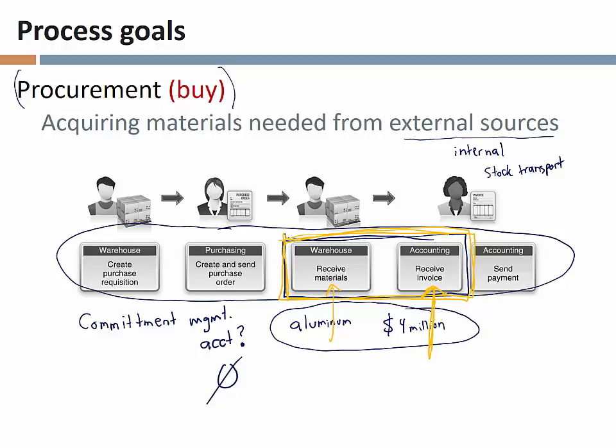And then I do some reconciliation. I say, I have $4 million in aluminum. I have a bill for $4 million. I have a purchase order that says I intended to buy this. Time to pay it. Send the payment. Sending payment will be reflected in what financial accounting document?